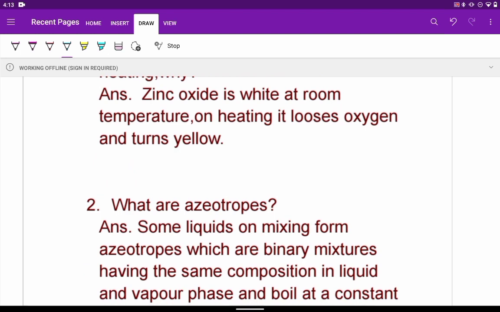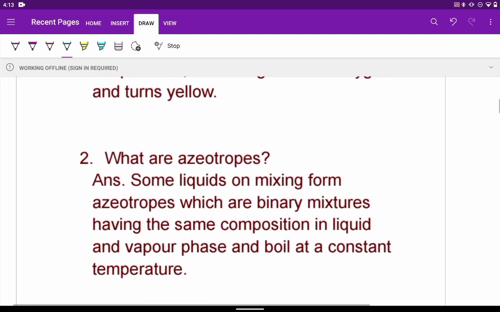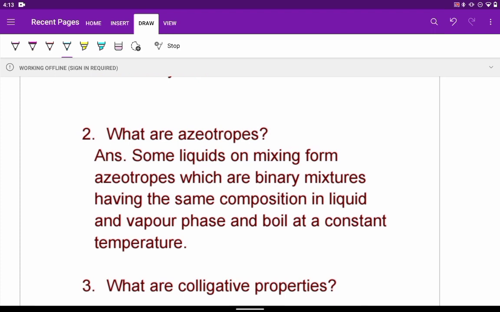Number 2, what are azeotropes? See, some liquids, when we mix them, form azeotropes, which are binary mixtures having the same composition in liquid and vapor phase and boil at a constant temperature. So they will be boiling at a constant temperature.